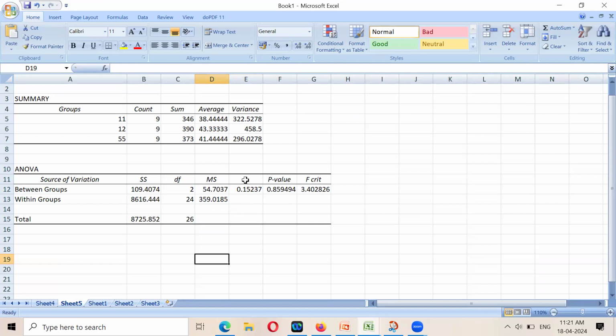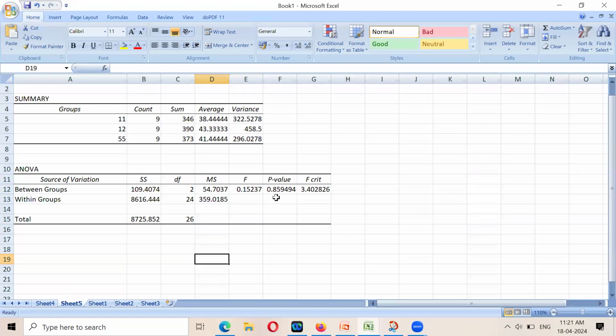What does the F value give us? The F value is nothing but the variance between the groups divided by the variance within the groups, and the value we get is the F value. Then comes the P value. P value is nothing but the probability value.